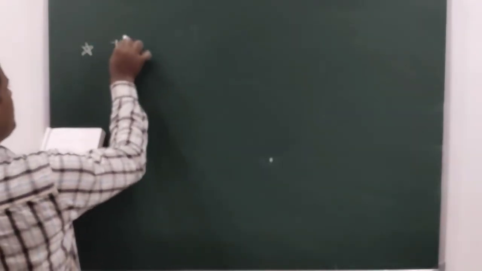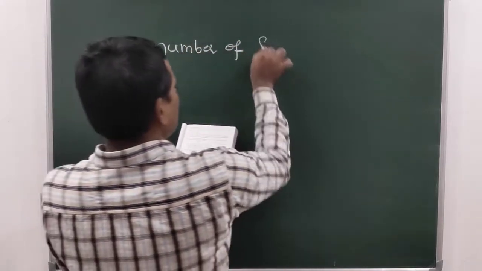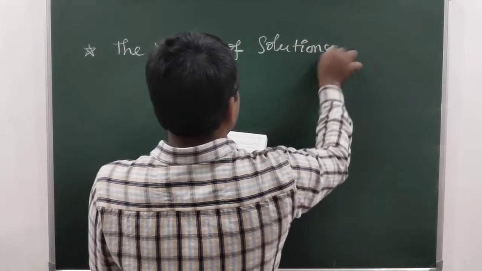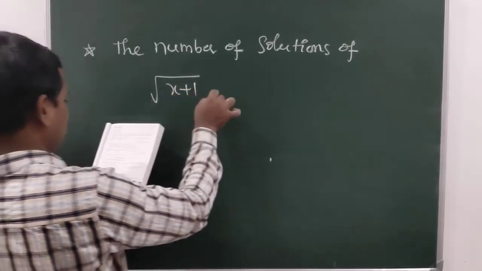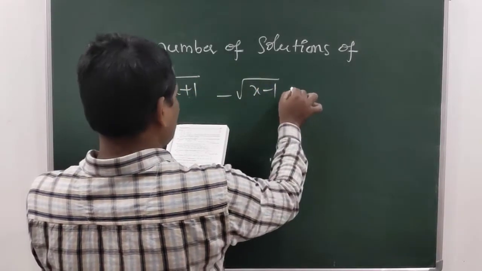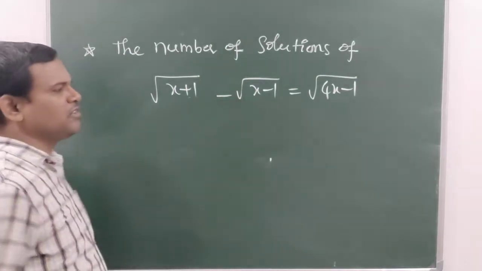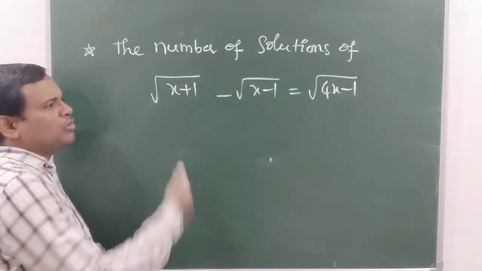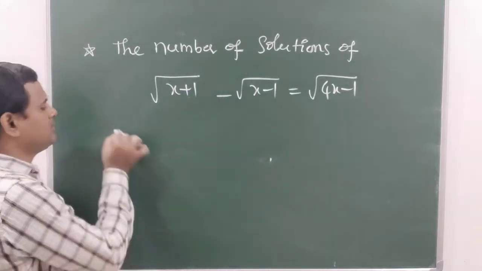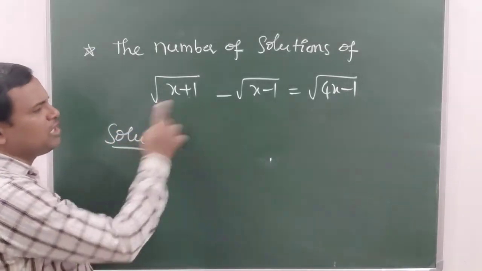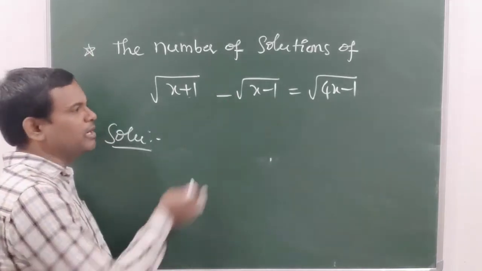The number of solutions of this equation: square root of x plus 1 minus square root of x minus 1, which is equal to root of 4x minus 1. The number of solutions of this equation. So how do we do this? Okay, solve it. When you solve it, we will get the values for x. How many values are we going to get for x?